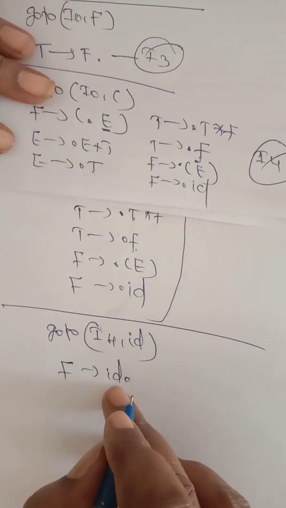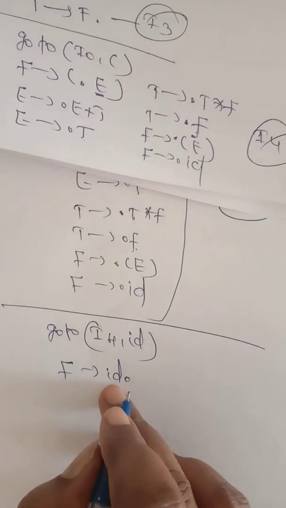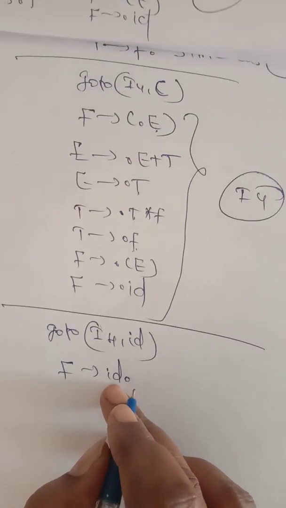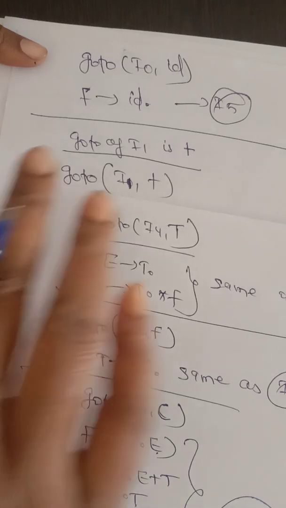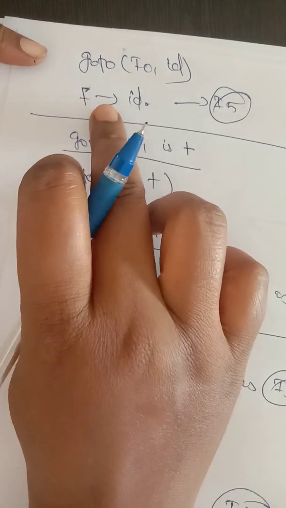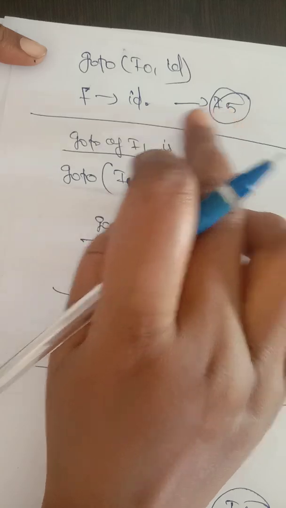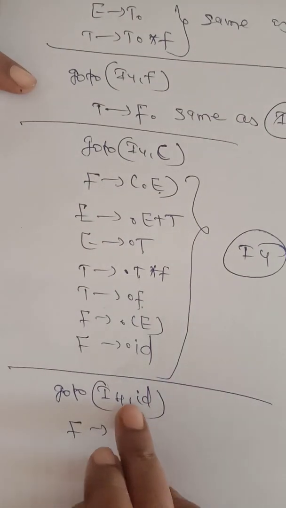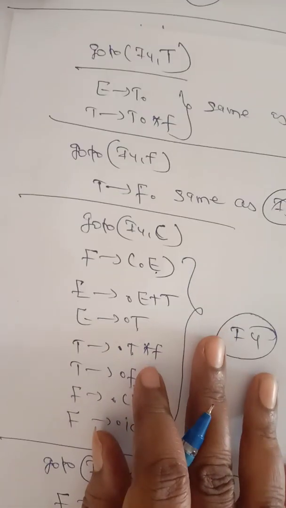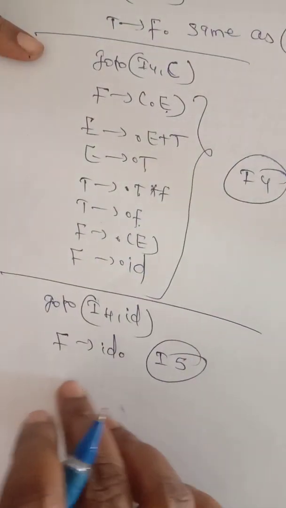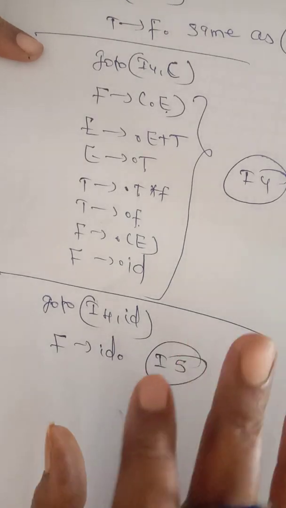Compare this with the available set. Here the available set is I1 to I8. In which set did it match? Yes, in I5. In I5 we have F goes to ID dot, so it's matched. So goto(I4, ID) is the same as I5. Now the goto of I4 is over.